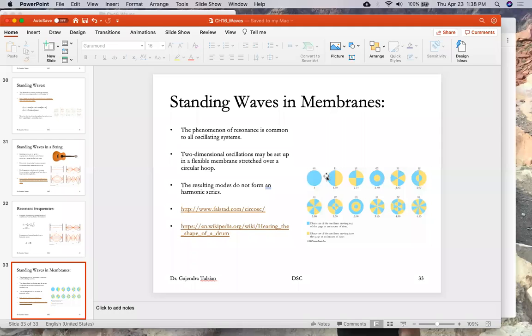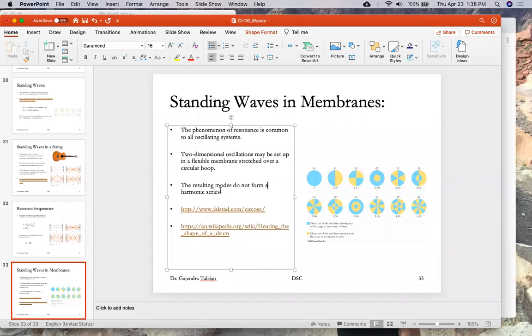Now, a drum head is slightly different. The frequencies do not form a harmonic series. So here's a drum head, it's not vibrating. And so this is vibrating at the lowest frequency, and the next higher frequency is 1.59 times the lowest frequency. And this second mode is 2.14 times this lowest frequency. So they're not forming a harmonic series.